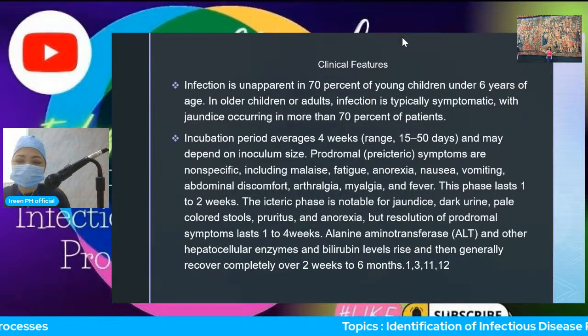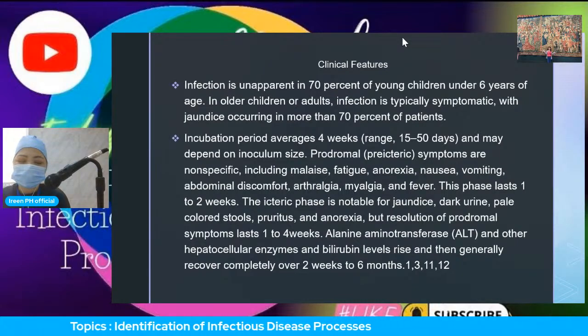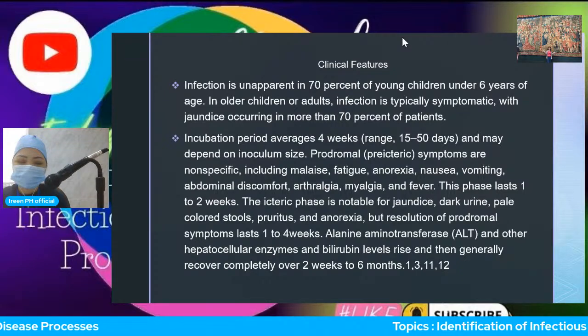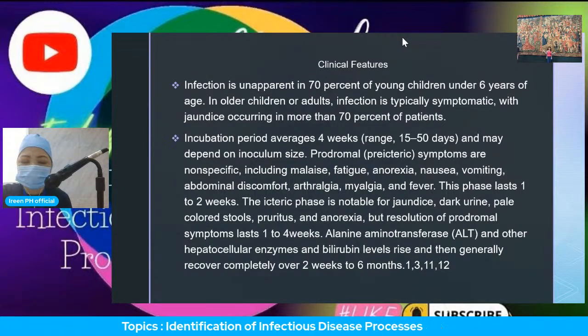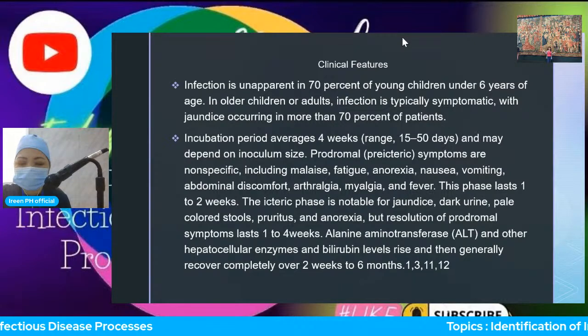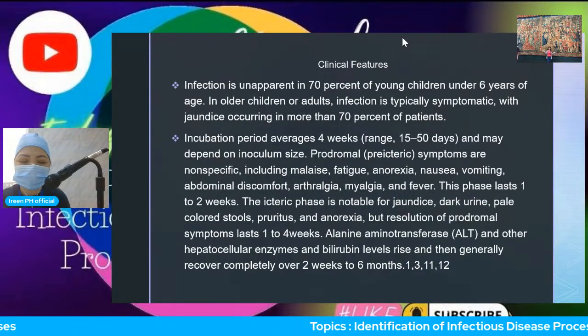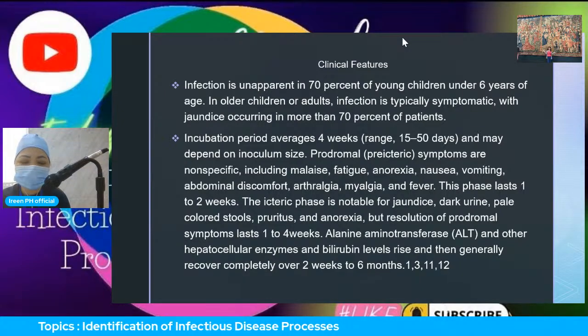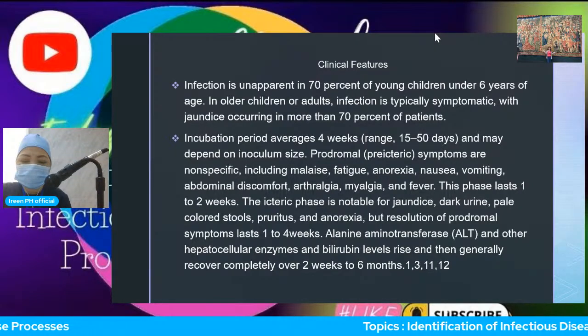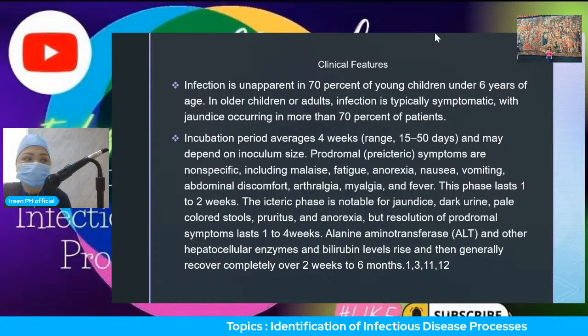Icteric phase is notable for jaundice, dark urine, pale colored stools, pruritus, and anorexia. But resolution of prodromal symptoms lasts 1 to 4 weeks. Alanine aminotransferase, other hepatocellular enzymes, and bilirubin levels rise and then generally recover completely over 2 weeks to 6 months.